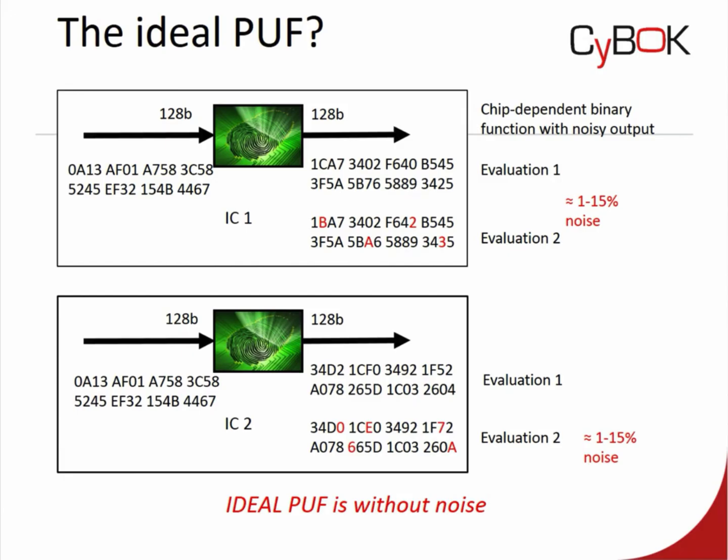In reality, we're going to get some noise. Each time we read a chip, we're going to have a small variation. Typically, there is 1 to 15 to 20% noise on these readings. If I do the same to my second chip, you're also going to get some noisy readings. An ideal PUF is one which has no noise.